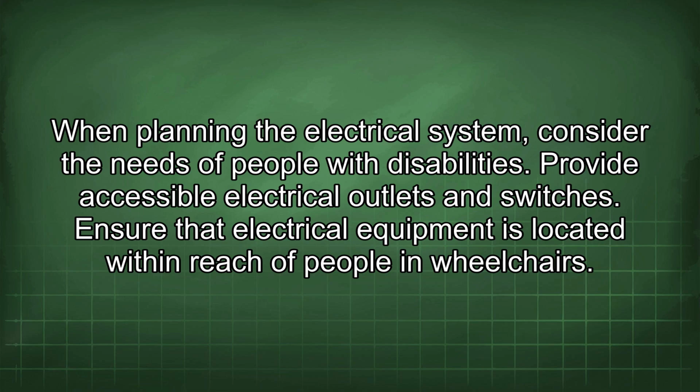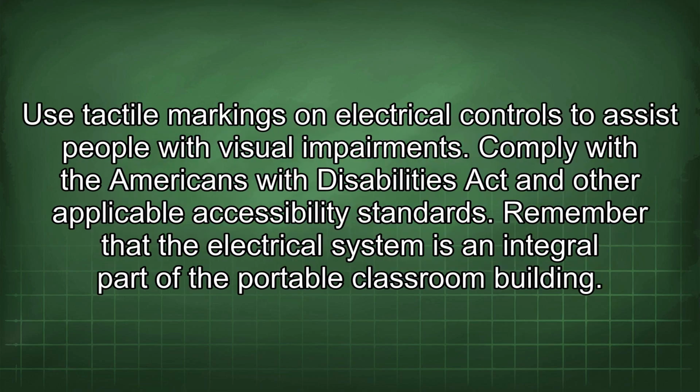When planning the electrical system, consider the needs of people with disabilities. Provide accessible electrical outlets and switches. Ensure that electrical equipment is located within reach of people in wheelchairs. Use tactile markings on electrical controls to assist people with visual impairments. Comply with the Americans with Disabilities Act and other applicable accessibility standards.